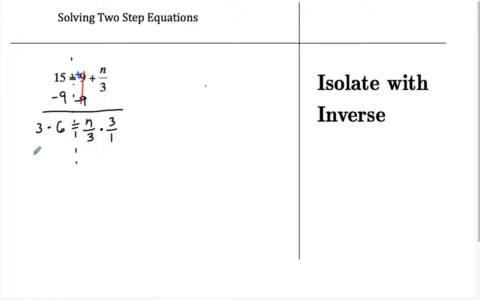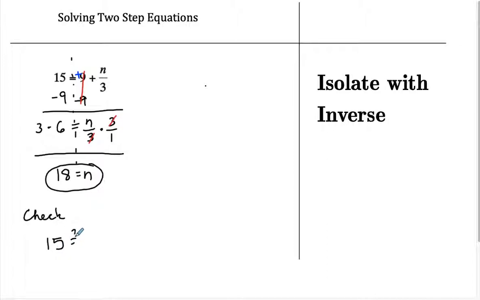So now I get 3 times 6, which is 18, which is equal to, got a 3 in the numerator and a 3 in the denominator, so the 3s cancel out, and I'm left with n. I'm going to check that by plugging it back in. Is 15 equal to 9 plus 18 over 3? Well, is that equal to 9 plus 6? That looks like it's equal to 15 to me.